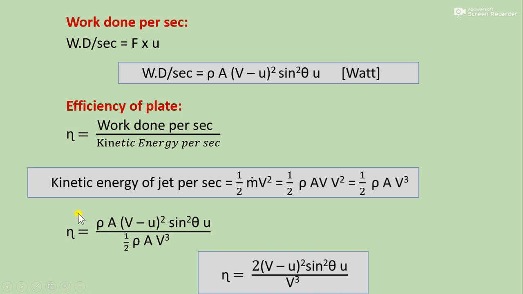So let us first write the kinetic energy of jet per second, that is half mass flow rate into v square. Half mass flow rate, we take here rho a v. So finally half rho a v cube. So putting KE and work done per second in the efficiency equation, we get finally eta equal to 2 into (v minus u) square sin square theta into u by v cube.